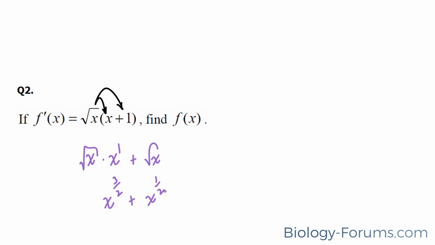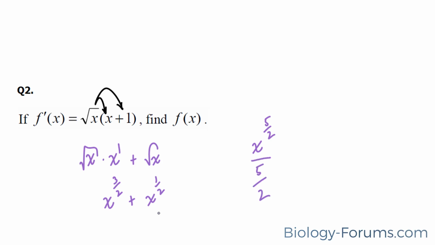We can now go ahead and find the antiderivative. It's easy at this point. We'll start with the first term. In this first term, what we're going to do is take 3 over 2 and add 1 to it. And if we add 1 to it, we end up with x to the power of 5 over 2. And then what you do is you take 5 over 2 and you make it the denominator of that term.